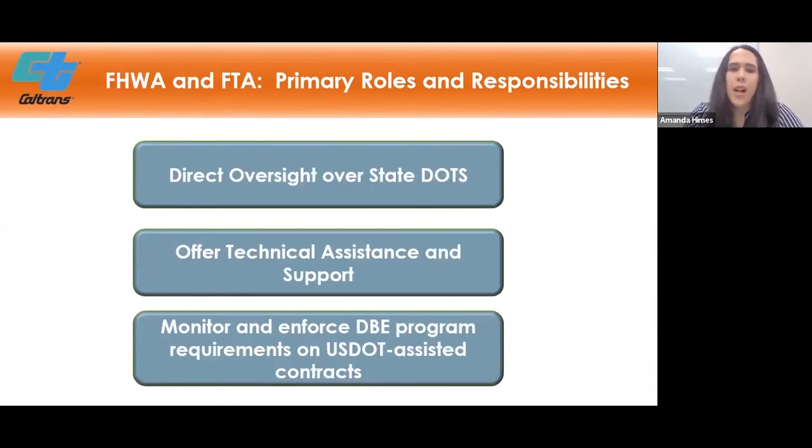So then the Federal Highway Administration and the Federal Transit Administration, their primary roles and responsibilities, again, are direct oversight of Caltrans, so over the state DOT. And since they are federal, that applies to other state DOTs. They would be oversight for them. And then they also offer technical assistance and support. And then they monitor and enforce the DBE program requirements on those federally assisted contracts.